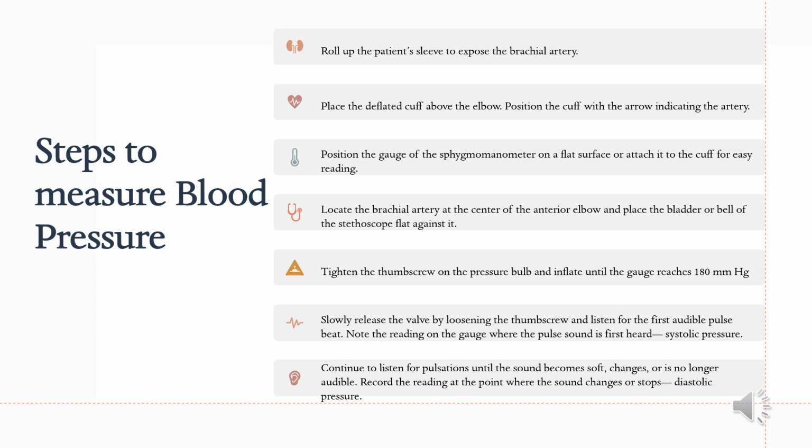You're going to slowly release the valve by loosening the thumb screw and listen for the first audible pulse beat. Note that the reading on the gauge where the pulse sounds is the first heard sound. That is the systolic pressure. You're going to continue to listen for pulsations until the sound becomes soft and changes or is no longer audible. You're going to record the reading at that point where the sound changes or stops. This is the diastolic pressure.